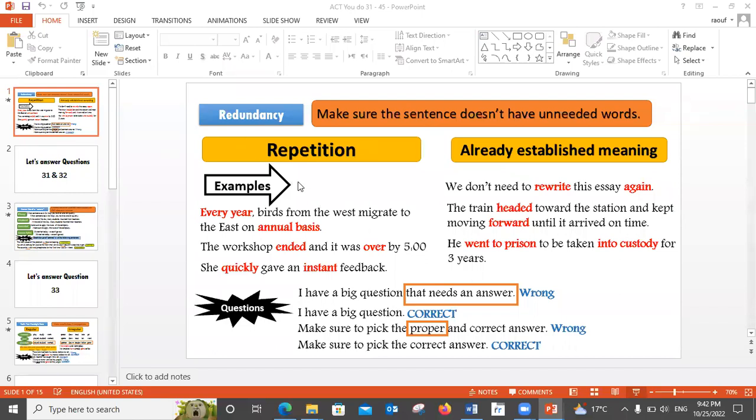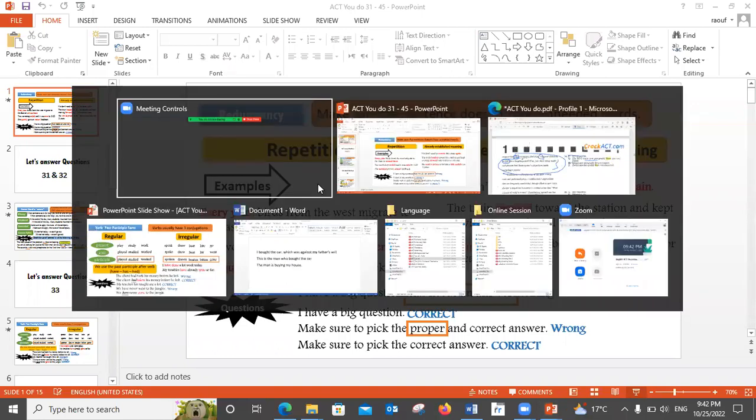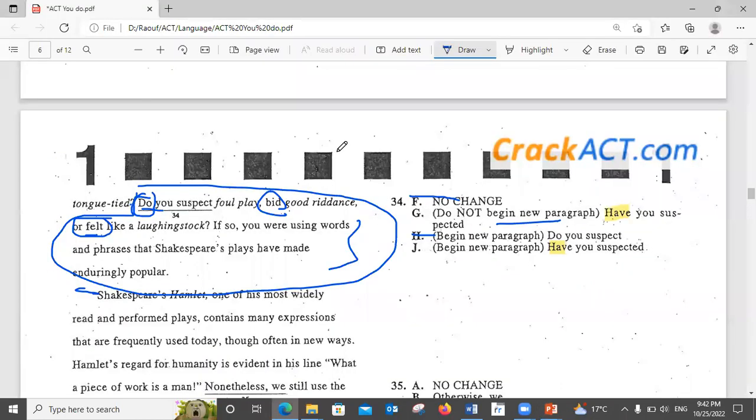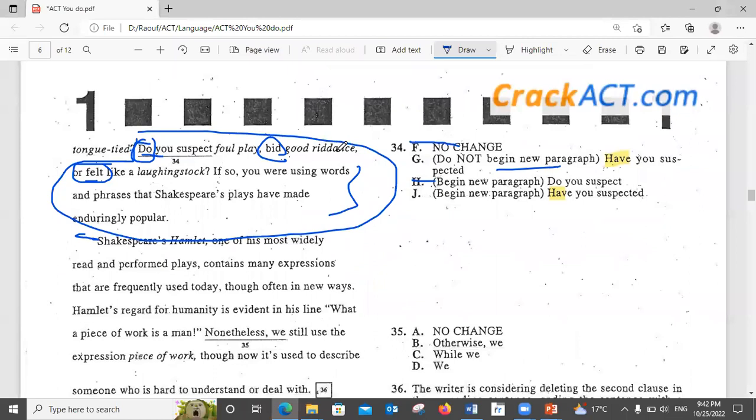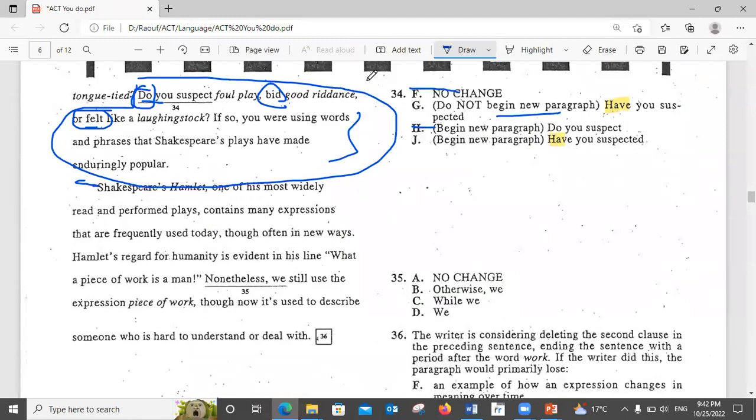Okay, bid, bidden, bidden, like forbid, God forbid, bidden. All right. Okay. Okay, Habib.